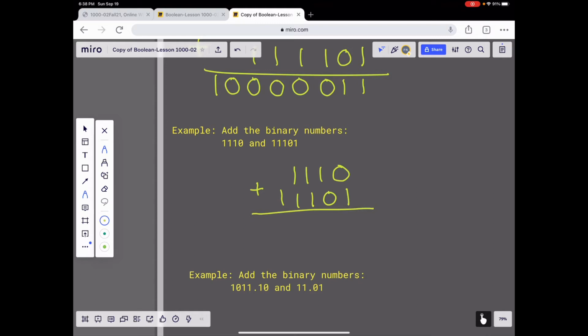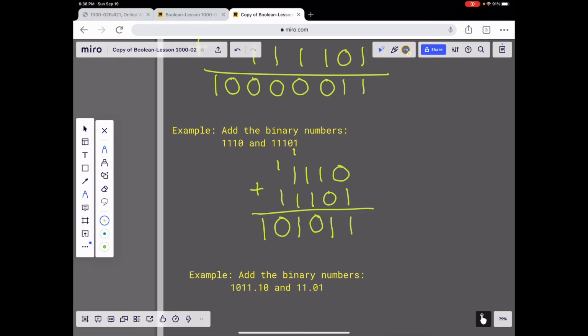1 and 0 equal 1. 1 and 0 equal 1. And 1 and 1 equal 10, or 1, 0. I write out 0 and carry 1. 1 and 1 and 1 equal 1 and carry 1. 1 and 1 equal 10, 1, 0. Okay, so that is the answer for the second example.